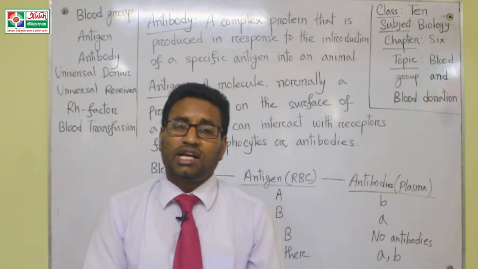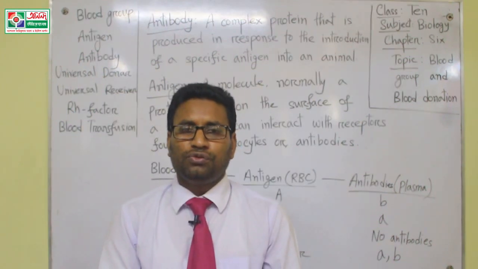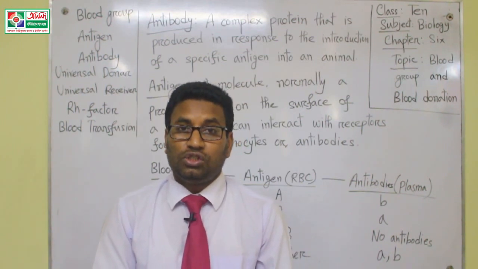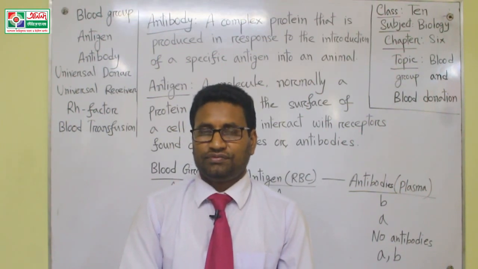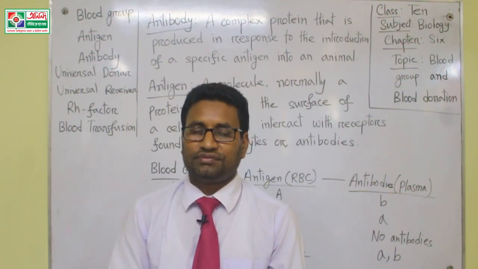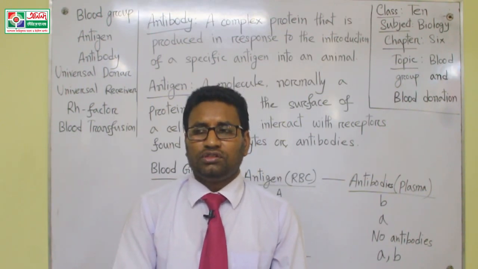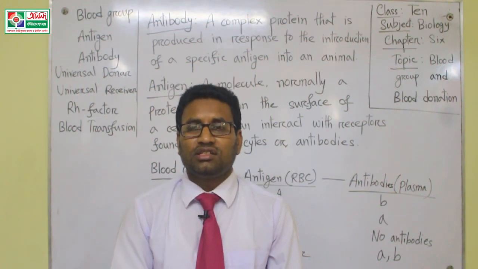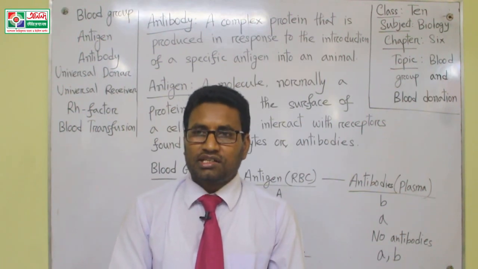Suppose your friend's blood group is A and your blood group is B. In that case, you cannot donate blood to your friend, because your friend's blood group is A, and in that case your friend has antibody B and antigen A present.